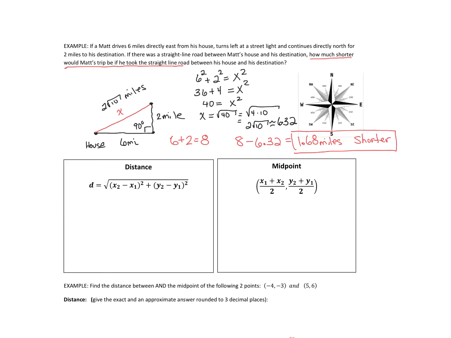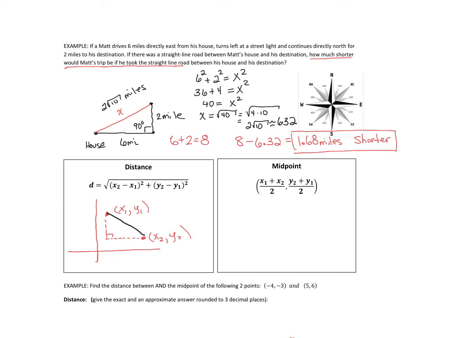Because if we have 2 ordered pairs, let me plot some ordered pairs here. Let's call this one x1, y1, and let's call this one down here x2, y2. So a first ordered pair and a second ordered pair. If I want to know this distance, then I can find a vertical distance and a horizontal distance and get this right triangle.